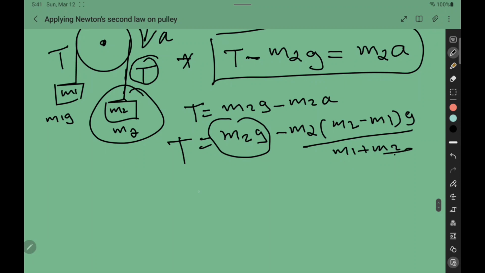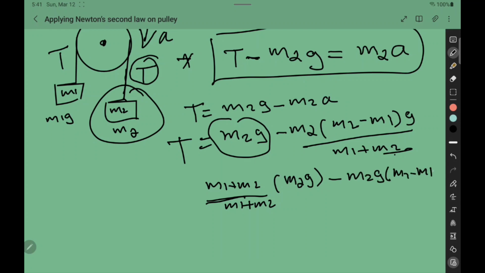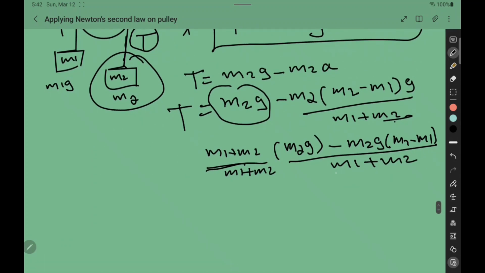The ratio of this. So you can do mass 1 plus mass 2 over mass 1 plus mass 2 to simplify this, times mass 2 times gravity minus mass 2 times gravity into mass 2 minus mass 1, everything over mass 1 plus mass 2. Now when you do this, you're going to get the same denominator, mass 1 plus mass 2.